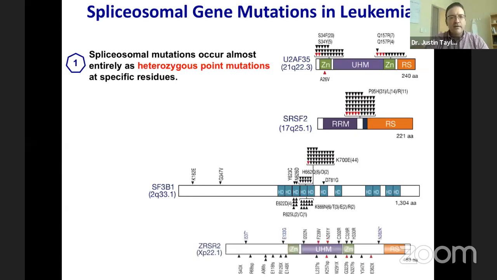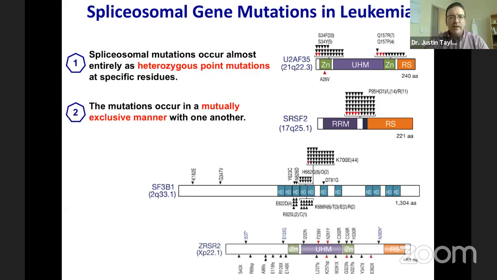The one gene that doesn't fit this pattern is ZRSR2. This is occurring on the X chromosome, and here the mutations tend to occur throughout the gene and not in a hotspot. These are predicted to cause loss of function of ZRSR2. ZRSR2 is also unique in that it occurs in the minor spliceosome and not the major spliceosome.